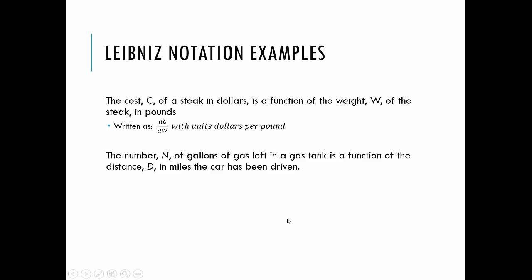The number n of gallons of gas left in a gas tank is a function of the distance d in miles the car has been driven. Remember, a derivative's a rate, so that's what this is given, the change in gallons per change in miles. And so we get our change in gallons per mile.